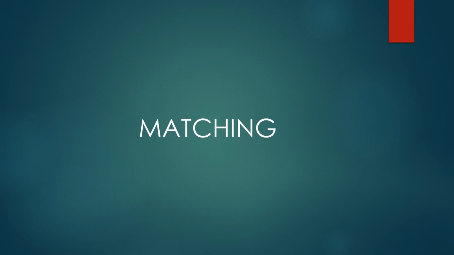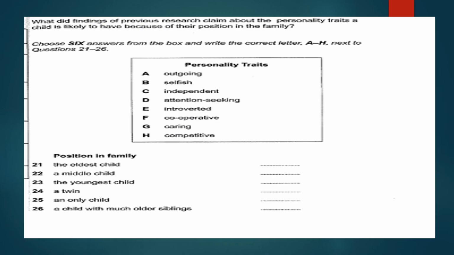The next type is matching type of question. These are something like matching the columns type of question. So you have these questions and you have to match them. So here the question is, what did the finding of the previous research claim about the personality trait a child is likely to have because of their position in the family? So choose the 6 answers from the box and write the correct letter A to H. So you have to write the letters over here.